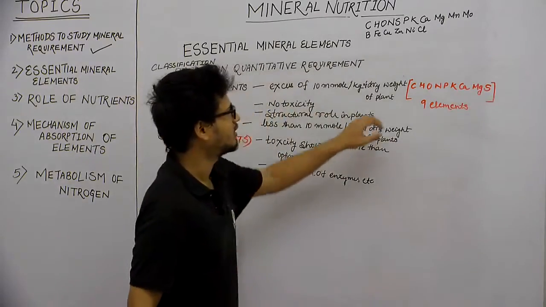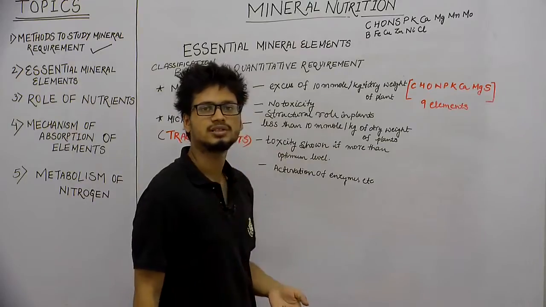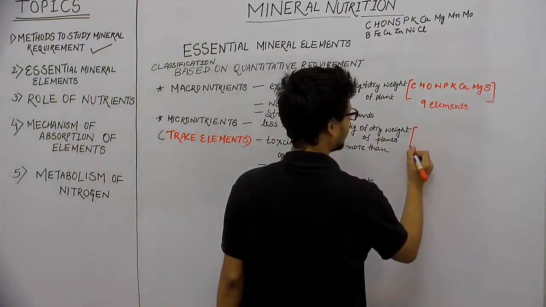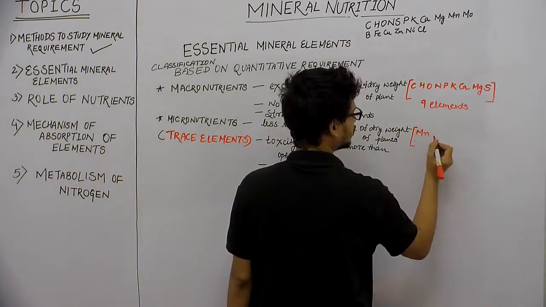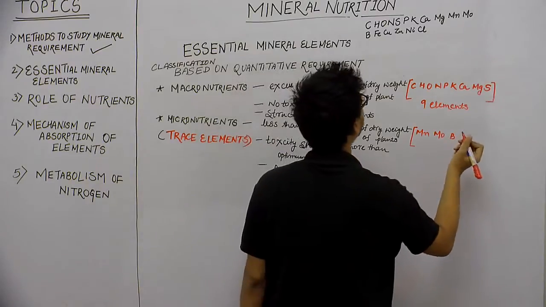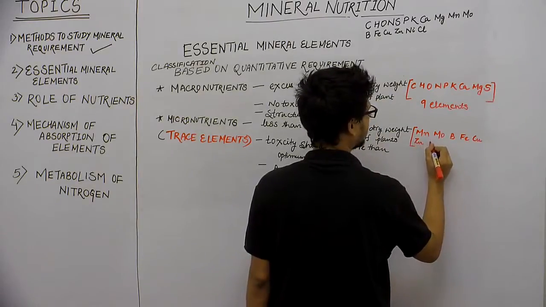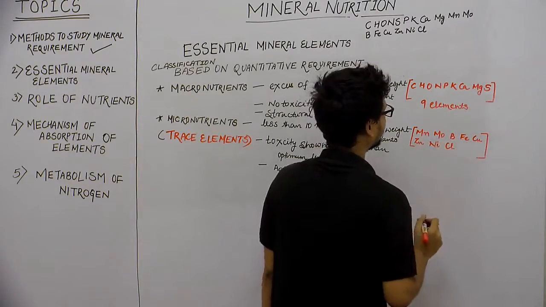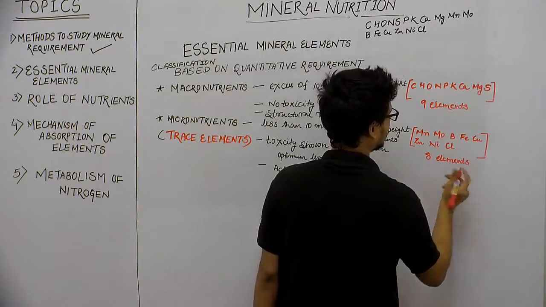Those 9 elements are structural components in the plant, that is, they are very important macronutrients, but the remaining are micronutrients. So we will list the micronutrients as well. What is left here? We have manganese, molybdenum, boron, iron, copper, zinc, nickel, and chlorine. These are 8 elements. Total they make 17, 8 plus 9.